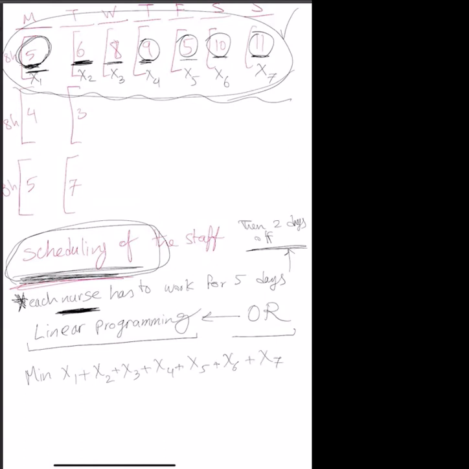So why do I want to minimize it? Because I'm paying salary to this staff, and that's a resource for me. So I don't want to use more than what I need. So I want to be able to use the minimum number of resources that can meet this condition, that's for sure.